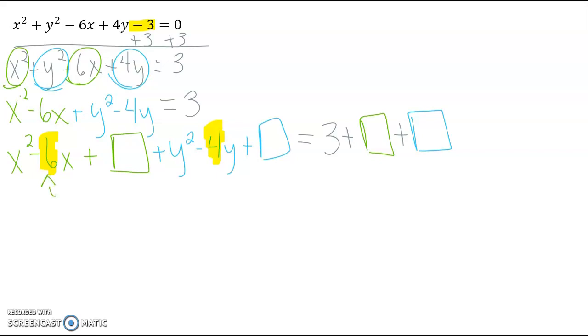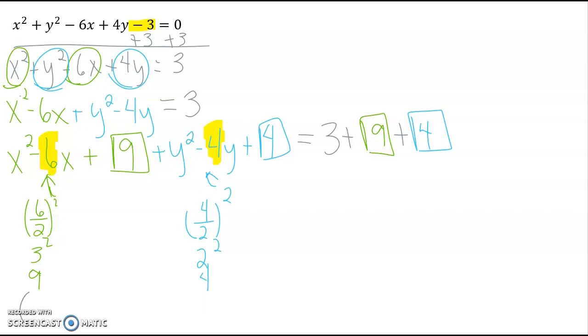So let's look here first. The number in front of x is 6. 6 divided by 2 is 3, and 3 squared is 9. So I'm going to put 9 in my green boxes. I'm going to do the same thing for y. Take that number in front of y, 4, divided by 2. I get 2, and 2 squared is 4. So I'm going to be putting 4 in each of those boxes.